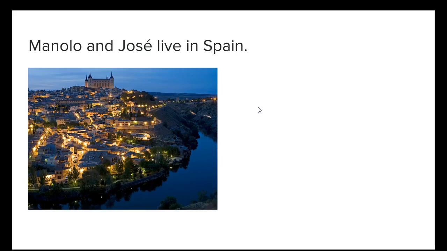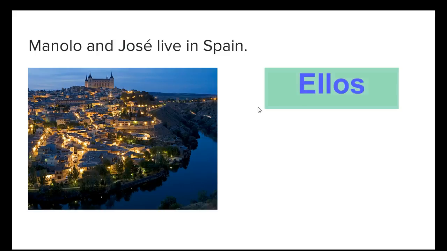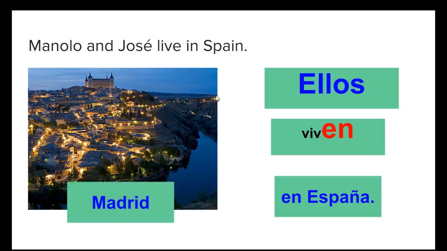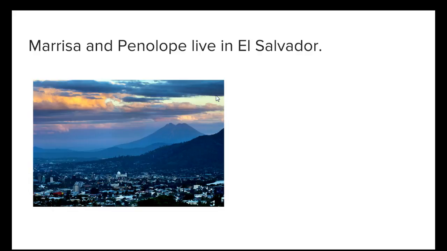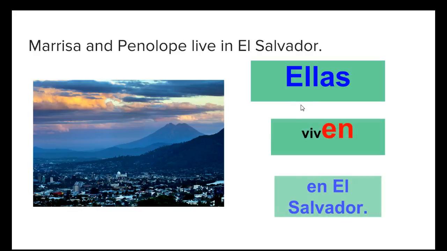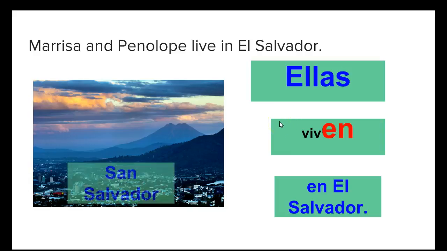Manolo and José live in Spain. Ellos, or you can say Manolo and José. Ellos is a way to shorten it by saying they: ellos viven en España. ¿Cuál es la capital de España? Madrid. Marissa and Penelope live in El Salvador. Ellas, which is the same thing as Marissa and Penelope, viven en El Salvador. ¿Cuál es la capital de El Salvador? San Salvador.